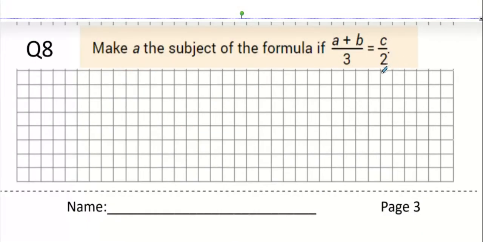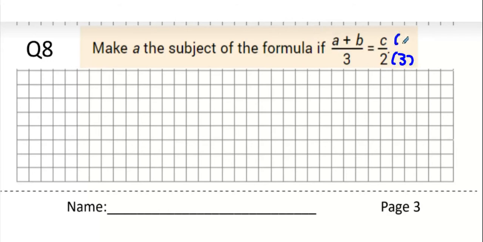Question 8. Make a the subject of the formula. So this time we're looking to get a on its own. The first thing I'd recommend is a common denominator when you're doing this question. So multiply the right by 3 and multiply the left by 2. And this will result in both sides having a common denominator of 6.